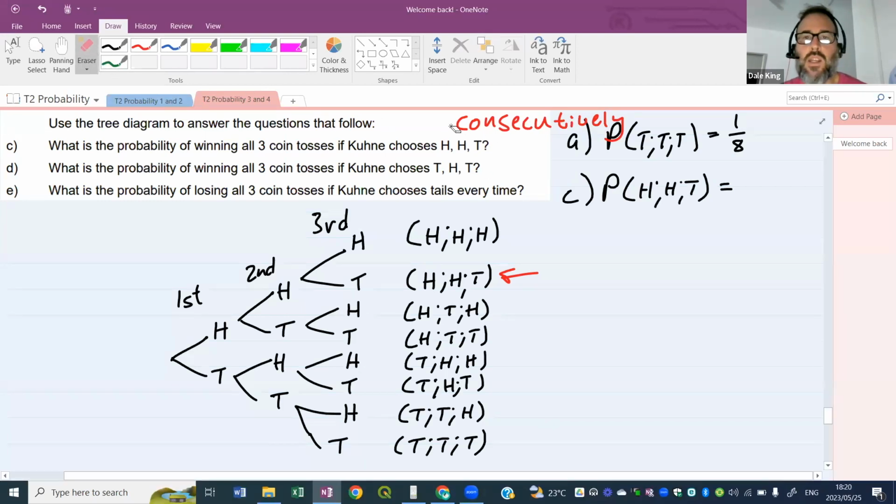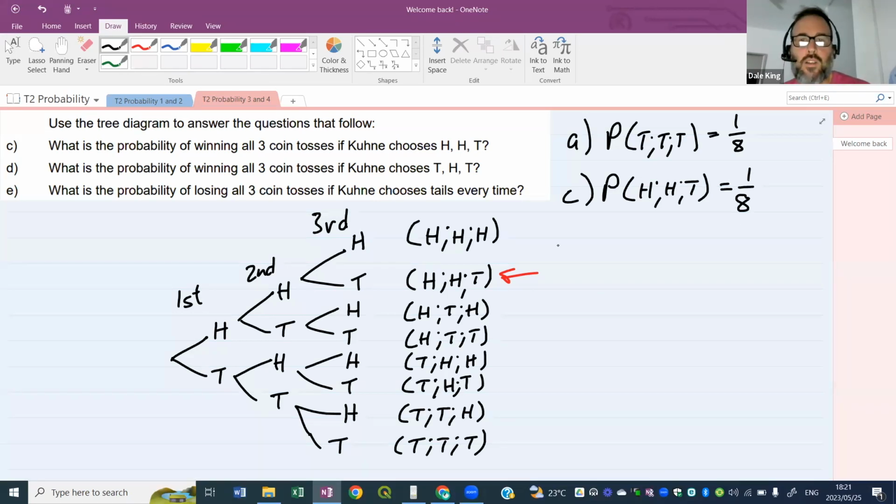Okay, let's pretend it is consecutive. Let's be specific for them. Then how many times will we see an H, H and then a T? 1 time. So it's 1 over? 1/8. Very good. Thank you, Bianca. Excellent. Good job. Well done.